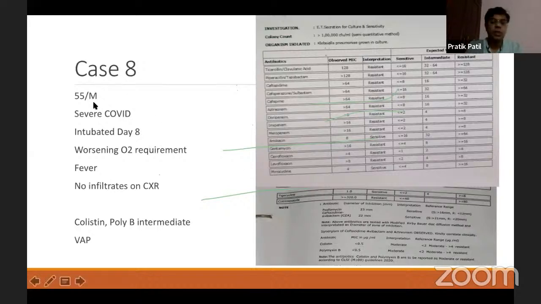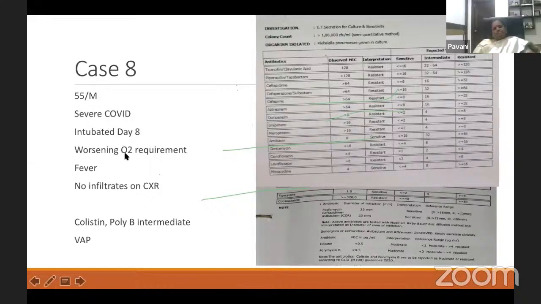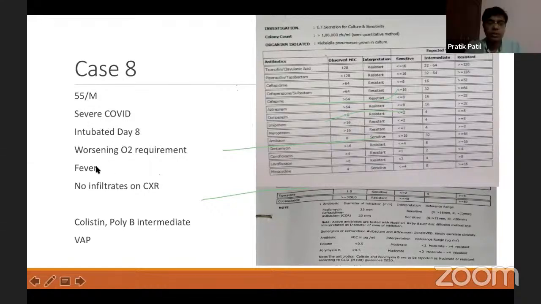Now, next case, this is a 55-year-old male with severe COVID. He was intubated. On day 8, he developed a worsening oxygen requirement. He had fever. I'm sorry, there is a typo here. There were new infiltrates on the chest X-ray. So basically, clinically, there is a gap in the given condition. And this was the culture report, which was ready by 48 to 72 hours. As you can see here, the organism is Klebsiella pneumoniae.